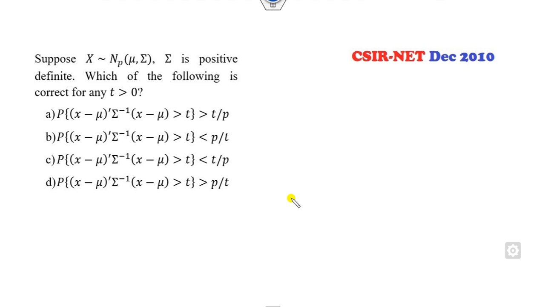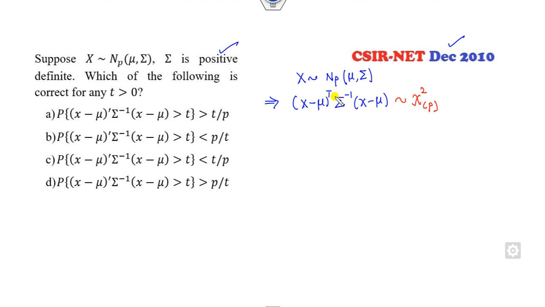So let's start with this one. The first question is GATE December 2010. X has a normal distribution with mean mu and sigma positive definite. Then which of the following is the correct statement? So first of all, what is this? This is X minus mu transpose sigma inverse X minus mu. So clearly this is a central chi-square with degrees of freedom P, because it has P components. Now if I consider this as Y, what does it mean? Y follows chi-square of P.